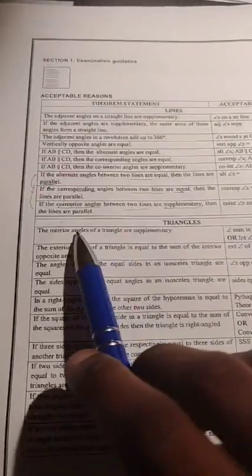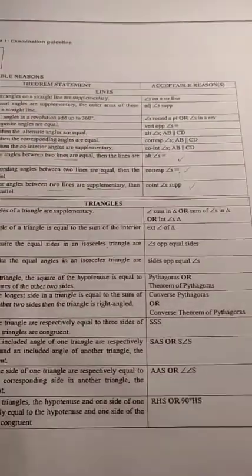Don't complicate life. Or you can say that. Or lastly, if you don't want to, you can say "int angles triangle". That's one of three acceptable reasons, guys, that you can use whenever you want to give the reason for saying interior angles of a triangle are supplementary.